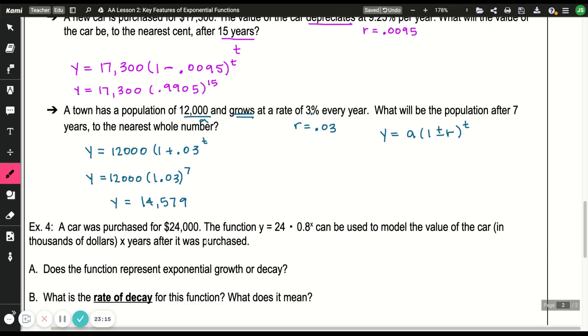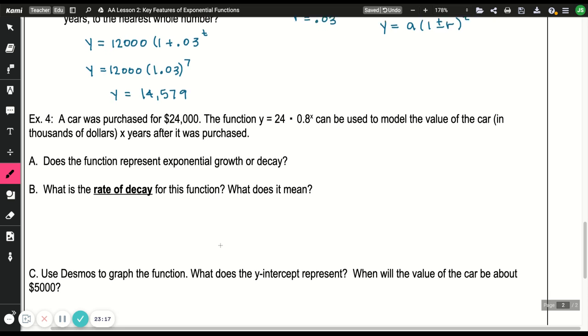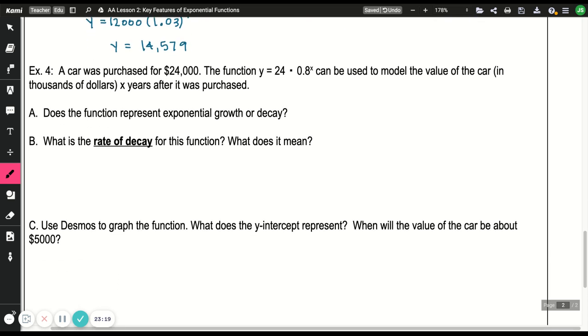Okay, this one is kind of backwards. This one, I gave you the equation and you're going to have to figure out the stuff. So we purchased a car for 24,000. Here's the function. Obviously this is in thousands of dollars. This function can be used to model the value of the car in thousands of dollars after x number of years.